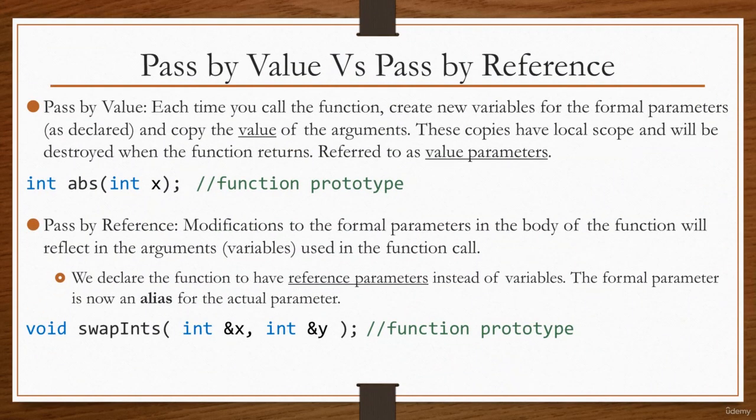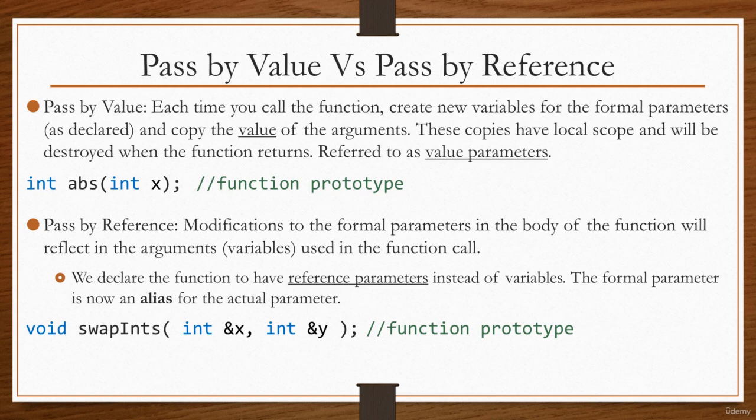In this video I want to talk about how we can pass by reference. In previous videos we talked about how we can pass by value essentially. So in this slide I have the differences laid out for us. If you pass by value, then each time you call the function it's essentially going to create new variables for the formal parameters as they are declared, and with the function call it's going to copy the value of the arguments. So not the address of the arguments but the value stored.